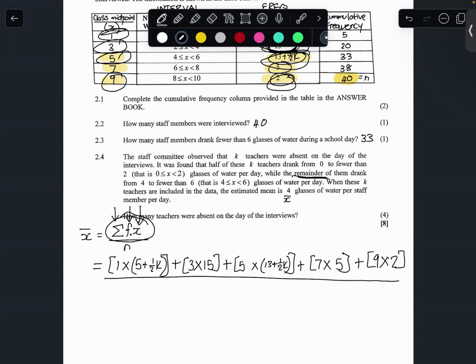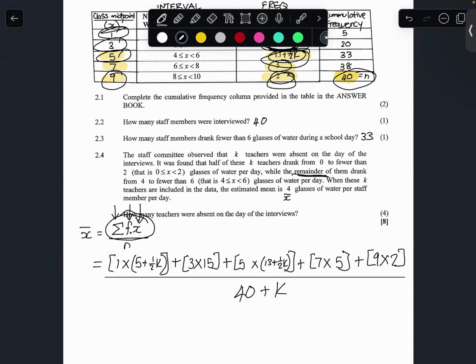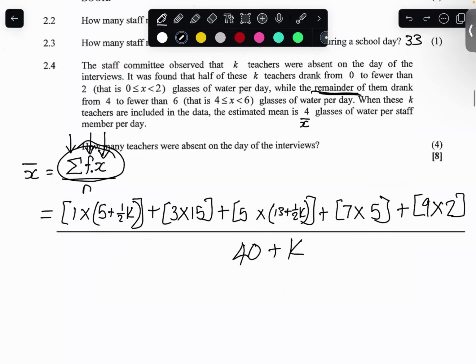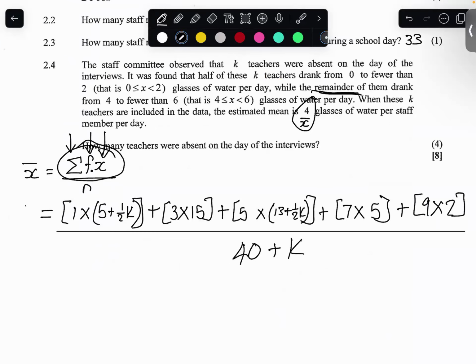And in this case, I told you that the last number of the cumulative frequency is n. But remember, this is n plus k, because we're taking into consideration the teachers that were absent. So here at the bottom, you also need to take into consideration the teachers that were absent. And then the mean for this is 4.